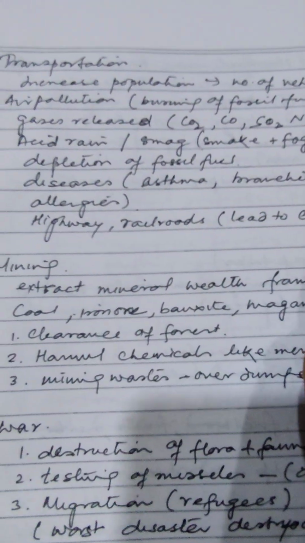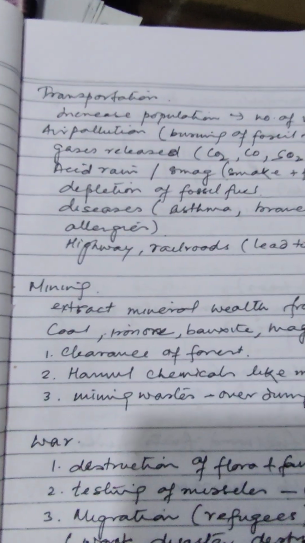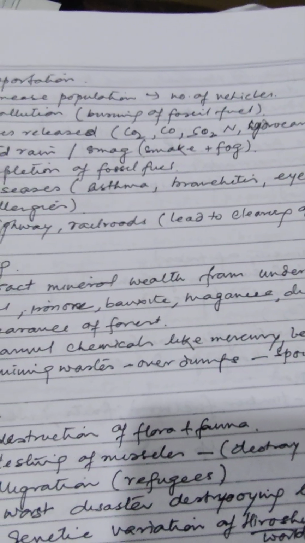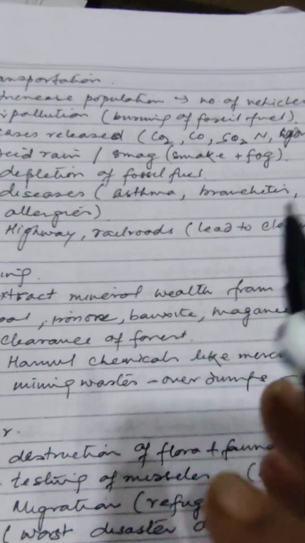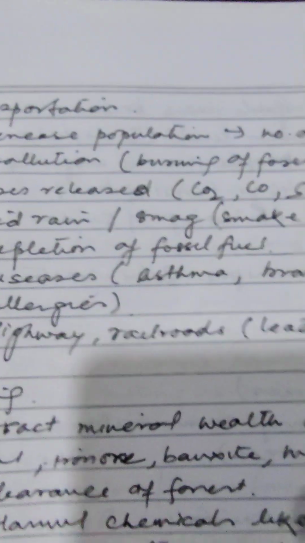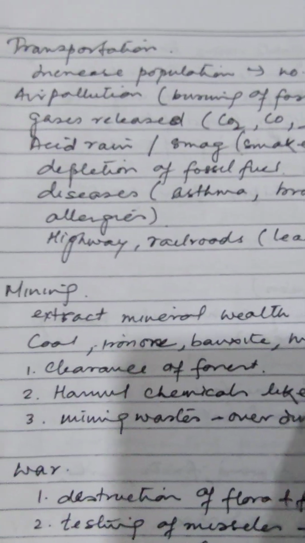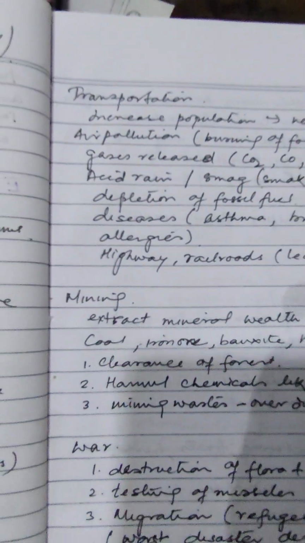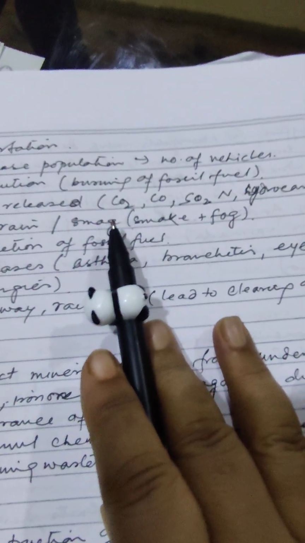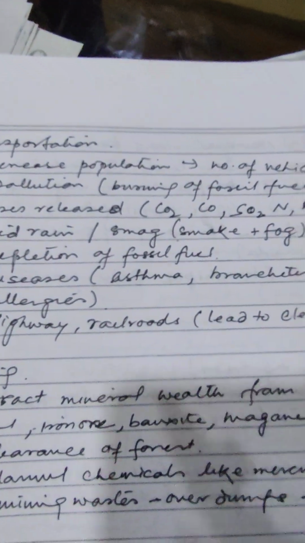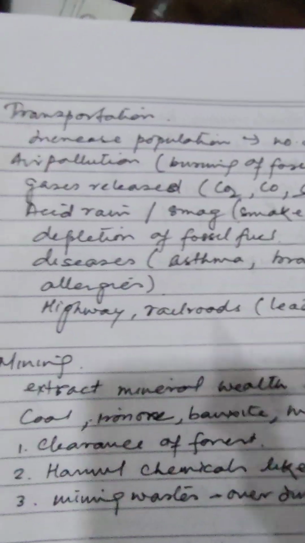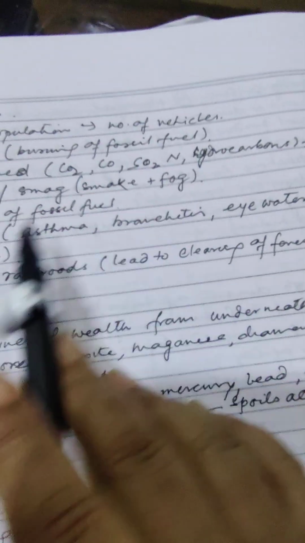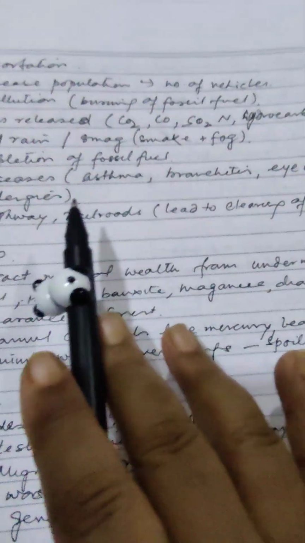Then there is transportation. An increase in population will again result in a lot of means of transport. When the transports are there, they are not using renewable fuel, they are using non-renewable fuel, usually fossil fuel, which causes a lot of air pollution. So gases are released: carbon dioxide, carbon monoxide, sulfur, nitrogen and hydrocarbons, which cause, one, acid rain, two, global warming, third, smog. So all these are causing health problems.